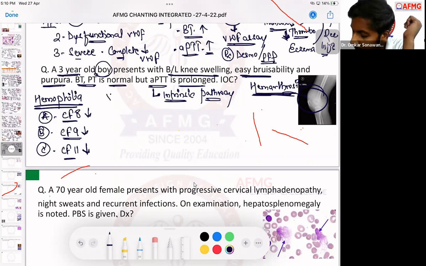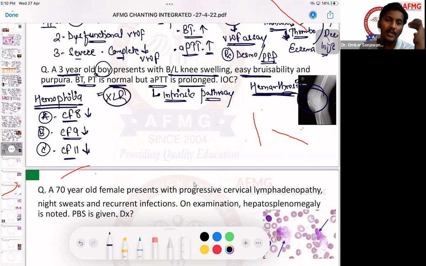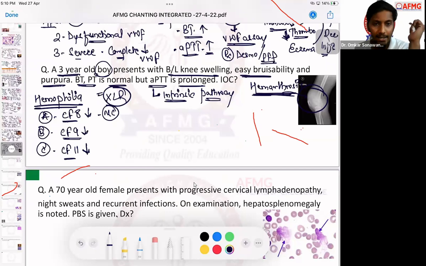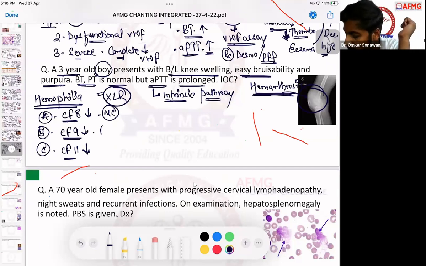It is an X-linked recessive condition, as I told you. Therefore, females are only carriers of the disease, whereas boys are affected. The most common type is hemophilia A, clotting factor 8 deficiency. Whereas hemophilia B is also known as royal disease or Christmas disease.